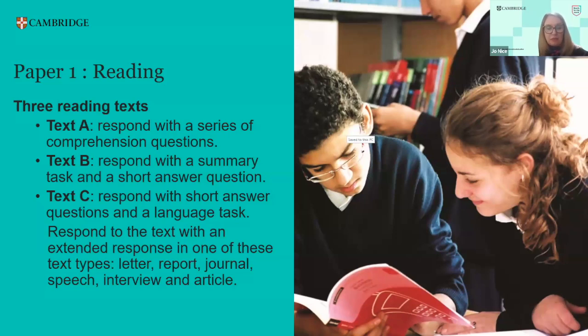Text B is the summary task, and there's a new short answer question in that task, which I will show you in more detail shortly. Text C, candidates still respond to this text with short answer questions and a language task. And this is the text that candidates also do the extended response to reading. That hasn't changed, so they still respond in one of these text types: letter, report, journal, speech, interview, and article.